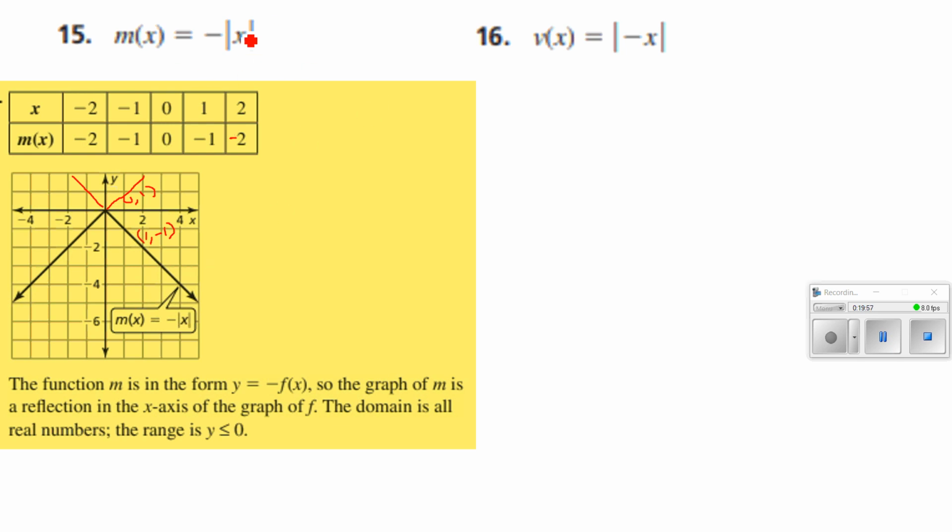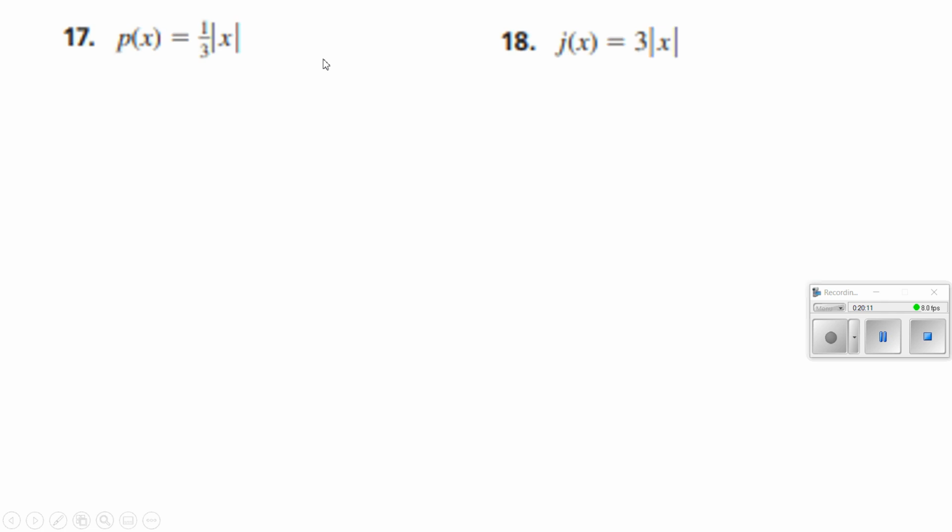16 is yours to do. And then you might notice that it has a negative inside of it, which means this is going to affect the x, not the f of x, which would be y. All right, let's go to number 17.